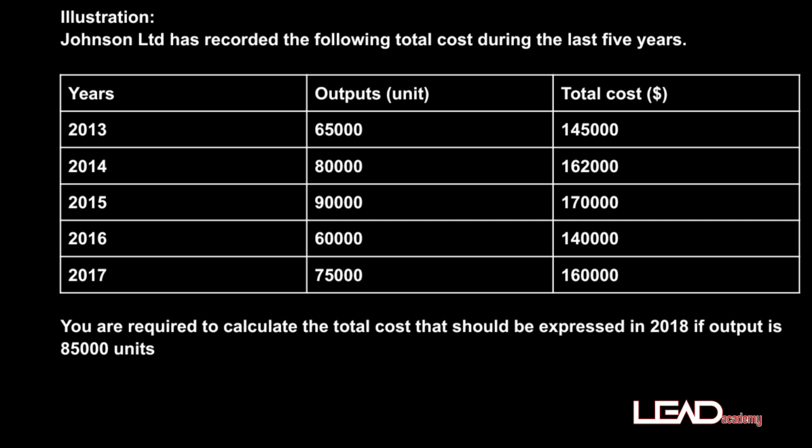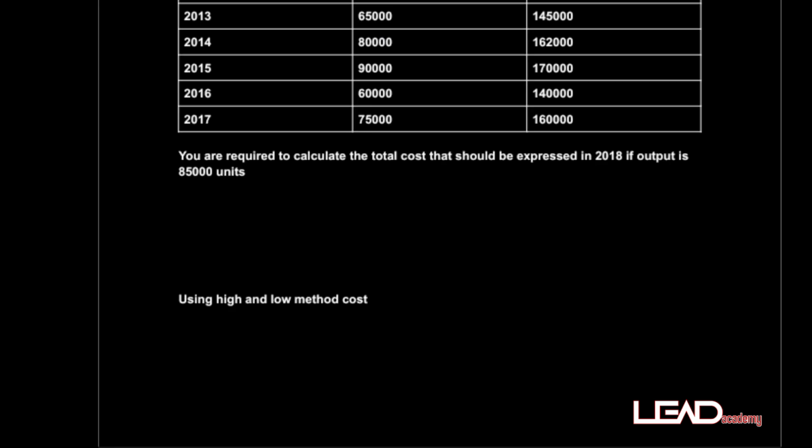So they are asking you to calculate the total cost that is going to be made if 85,000 units are produced. We are going to solve it using the high and low method, whereby we take the highest unit that was produced and the total cost incurred on that highest unit, and we take the lowest unit that was produced and the total cost incurred in producing that lowest unit.